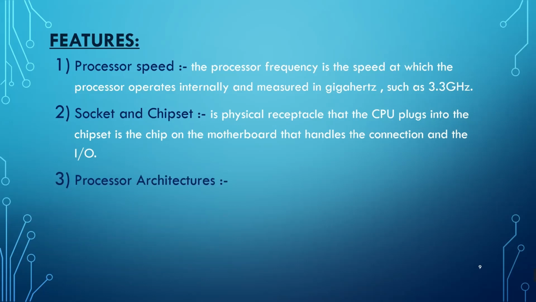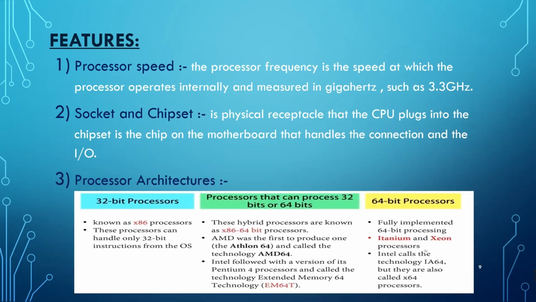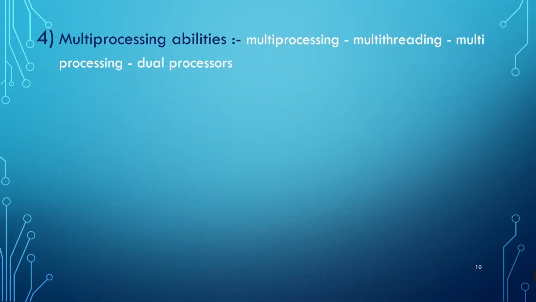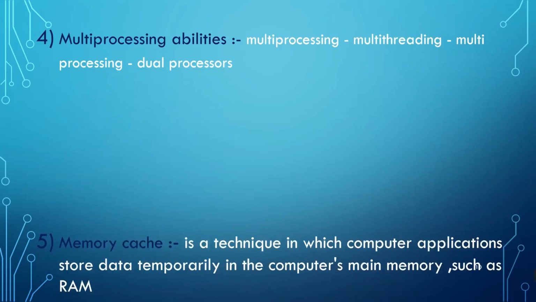Next one, processor architectures. In this screen, we compared 3 types of it. Next point, multiprocessing abilities. It has multiprocessing, multi-threading, multiprocessing, dual processor.